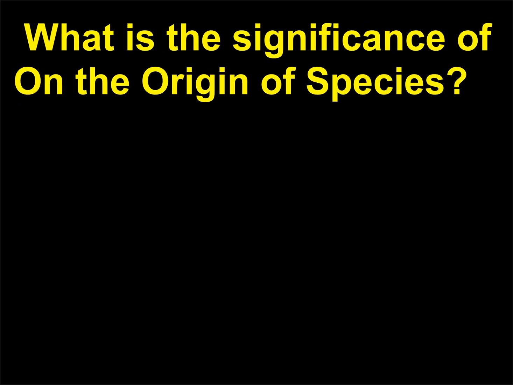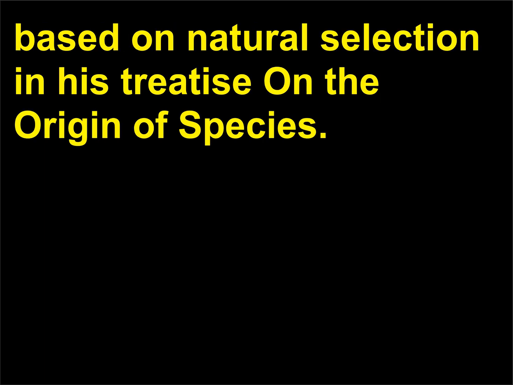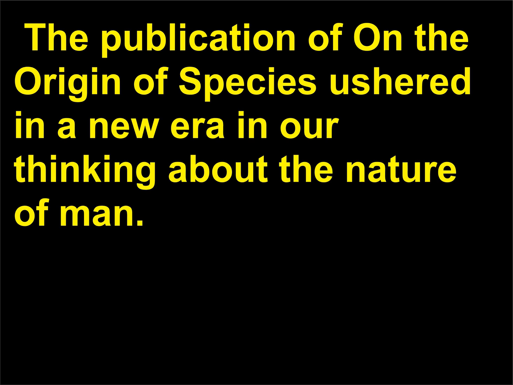What is the significance of On the Origin of Species? Charles Darwin, 1809 to 1882, first proposed a theory of evolution based on natural selection in his treatise On the Origin of Species. The publication of On the Origin of Species ushered in a new era in our thinking about the nature of man.